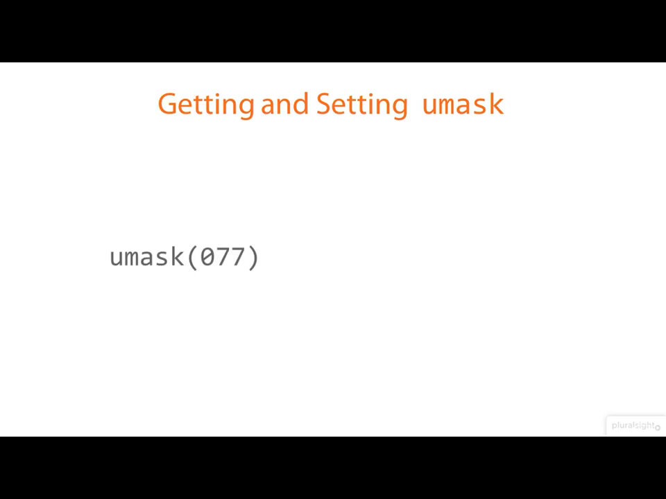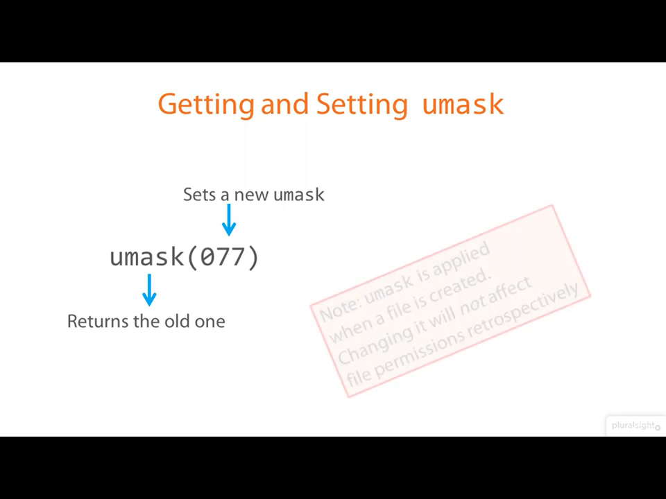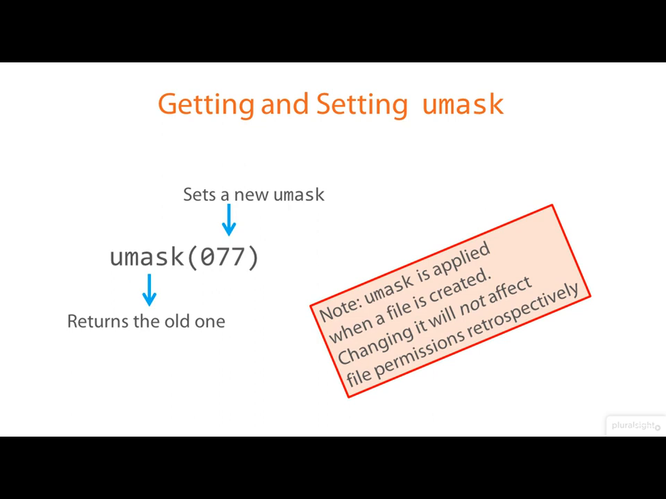You can get and set the umask with the umask system call, which is pretty straightforward. Be aware that the umask is a property of the process. It will be inherited by any child processes you create, but if you change it in one process, it doesn't propagate sideways, so to speak, into other existing processes. Also, be clear that the umask only plays its part at the point at which a file is created. Changing it will not retrospectively affect the permissions attached to existing files.